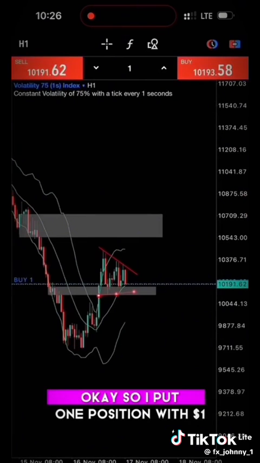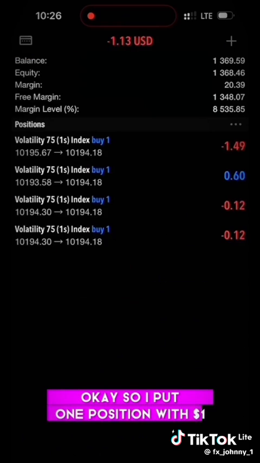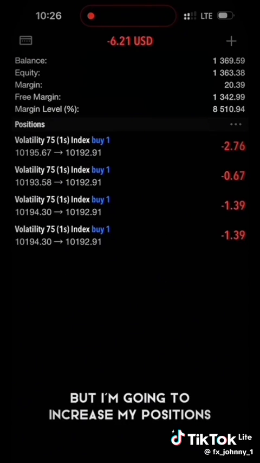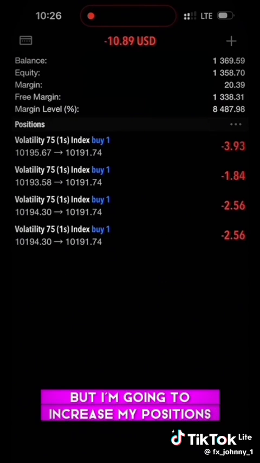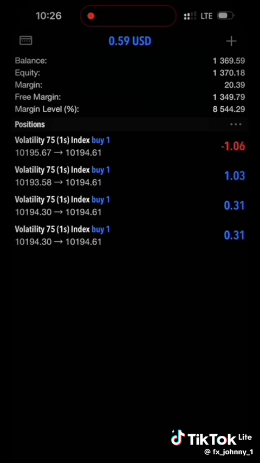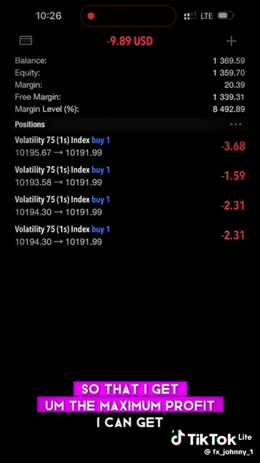So I put one position with $1. It seems okay, but I'm going to increase my positions so that I get the maximum profit I can get.